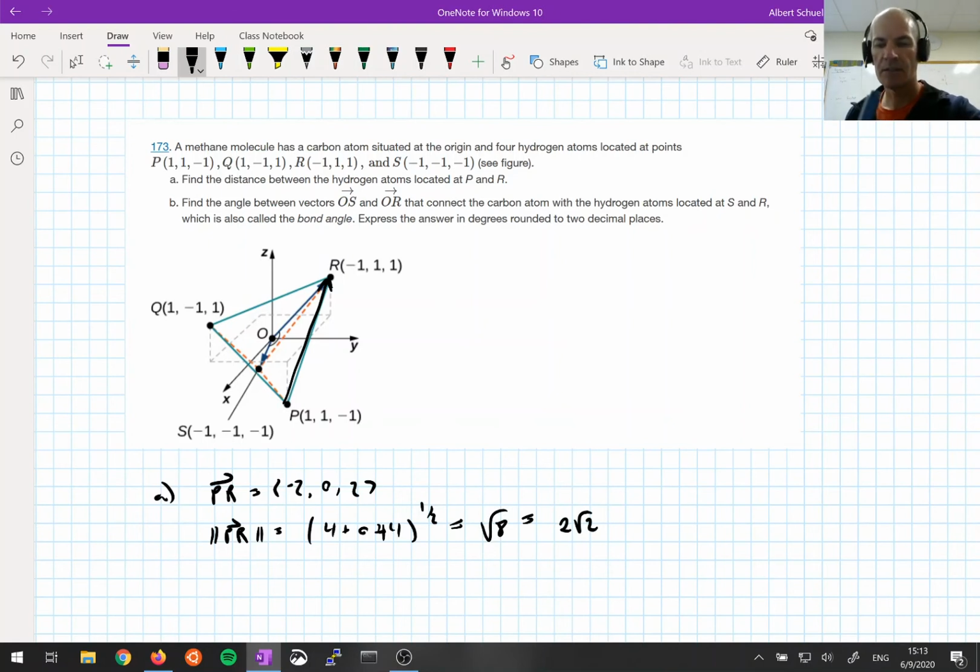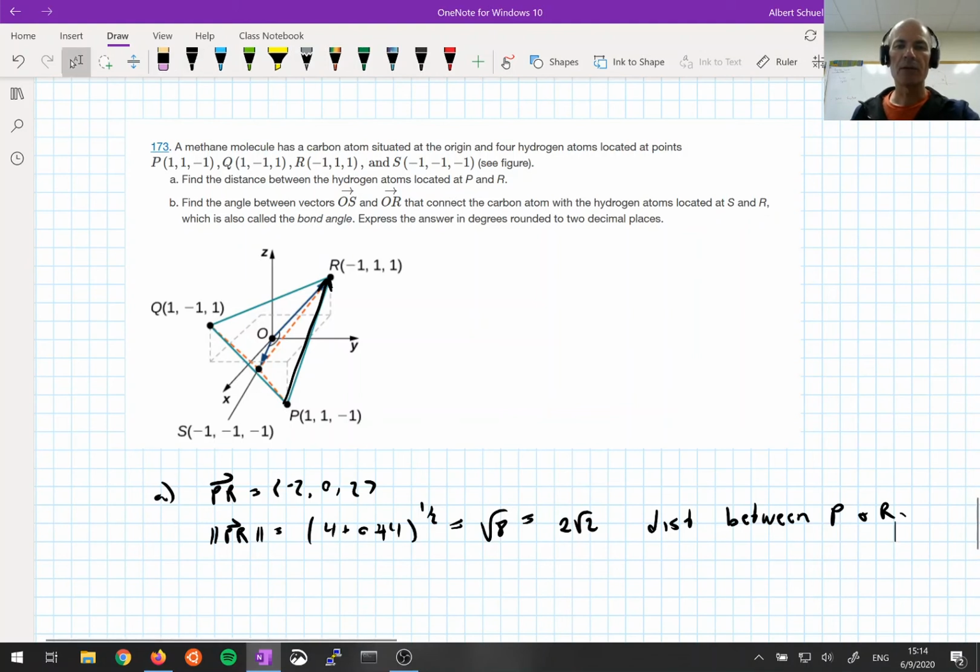So the distance between these two atoms is 2 root 2. Now find the angle between OS and OR. So that's the second part of this question. OS, kind of pointing out of the screen, or maybe back, I don't know, but back to this vertex here. Here's S, and OR out to this.